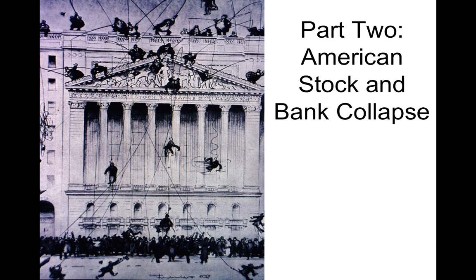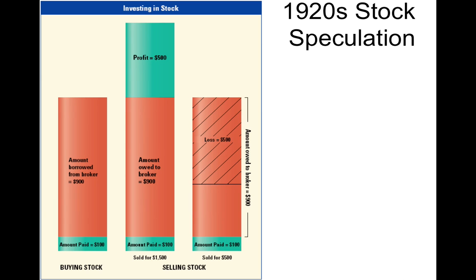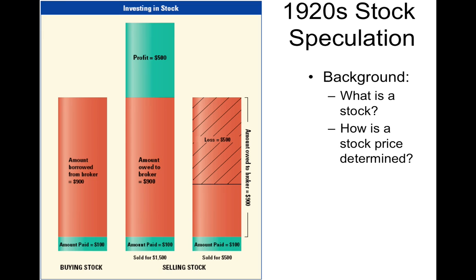And I want to talk about the American situation with stock market and bank collapse in order to explain how the Depression of 1929 spills over to the rest of the world. The first part is a little bit of background, and we need to talk about what a stock is and how a stock price is determined. Stock is a portion of a company. Companies, ultimately publicly traded companies, are divided up into pieces, and if you want to own a piece of that company, you buy stock in that company.